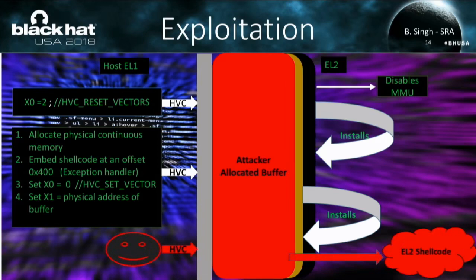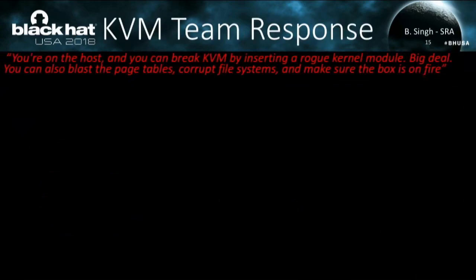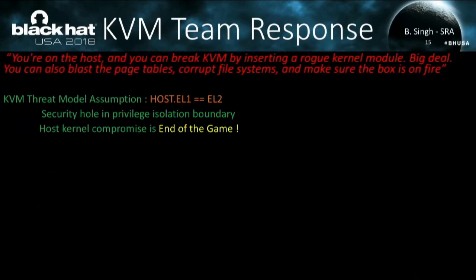After providing this much detail to the KVM team and the Linux team, I got this reply from them. Based on their reply, it seems their threat model assumption is that the code running in host EL1 is equivalent to the code running in EL2. That's why they don't care about the privilege separation they have added into the isolation boundary. They don't think that this is a security issue at all. They think that if the host kernel is compromised, the game is already over.